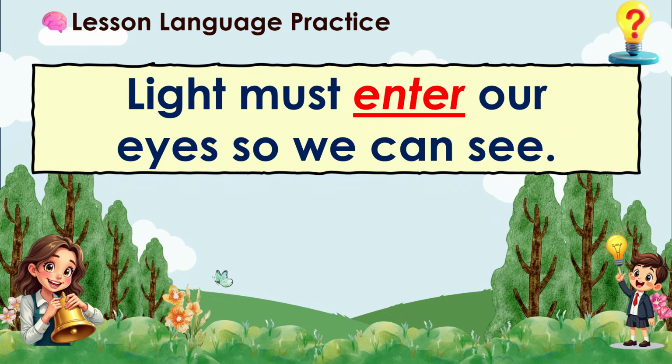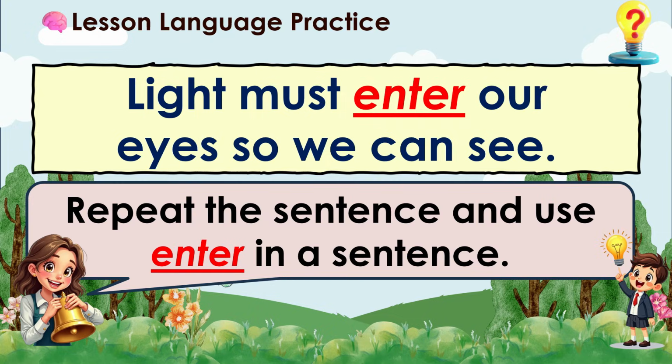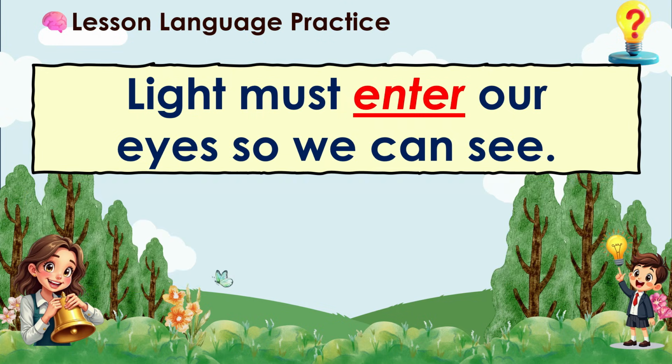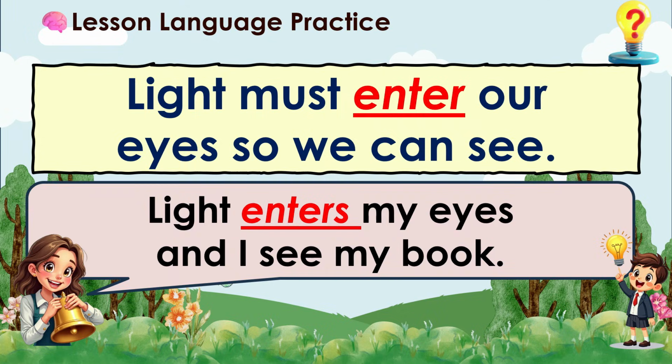Next is light must enter our eyes so we can see. Okay, kids, repeat the sentence, then use enter in a sentence. Example sentence is light enters my eyes and I can see my book.